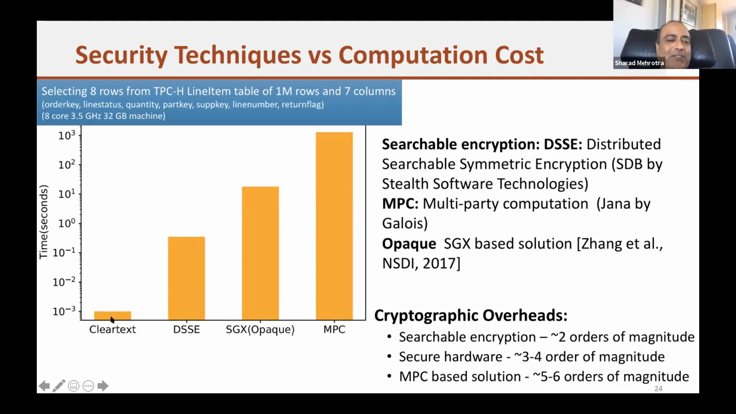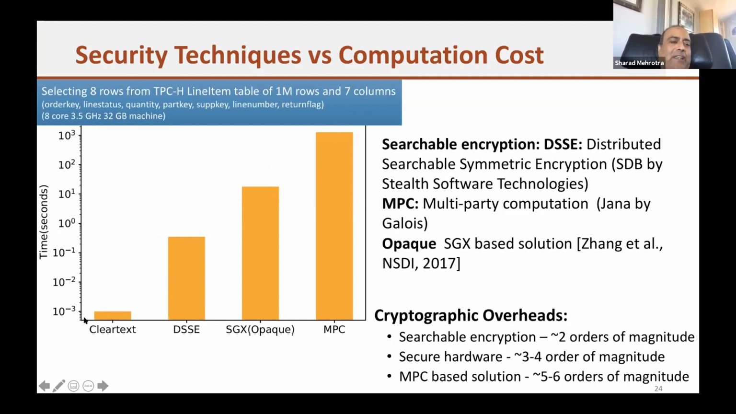So you're doing this on clear text. You're doing this on a searchable encryption technique. There's a specific searchable encryption technique that we've chosen. You're running this on Opaque, which is an implementation on SGX, and you're doing MPC computation. To get an idea of how expensive things can be, roughly, the query that we're running is selecting 8 rows from a TPC-H line item table of 1 million rows and 7 columns. So it's a very simple selection query, that's it.